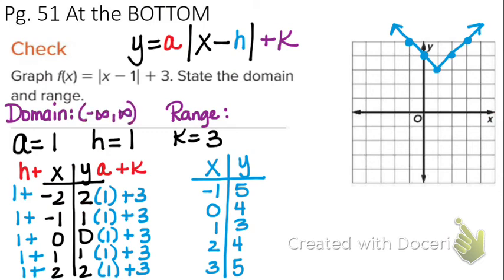But your range is going to change. And the range is going to depend on your y. Because when we go back to the parent table, notice that the smallest number was 0. But now looking over here for the y side, what's the smallest number over here? 3. Does everyone see that? This is my smallest number, and then all the other numbers are bigger than 3. So my range is going to be bracket 3 to infinity.